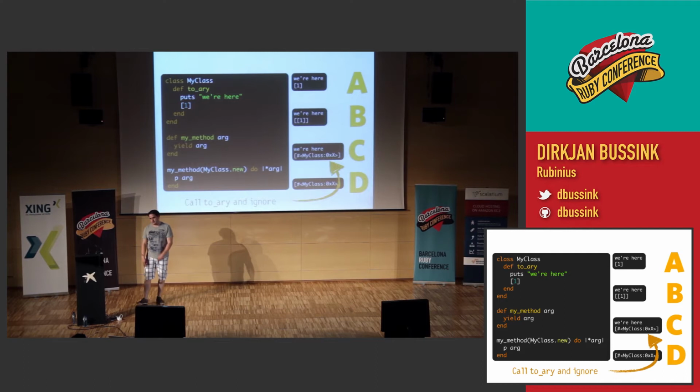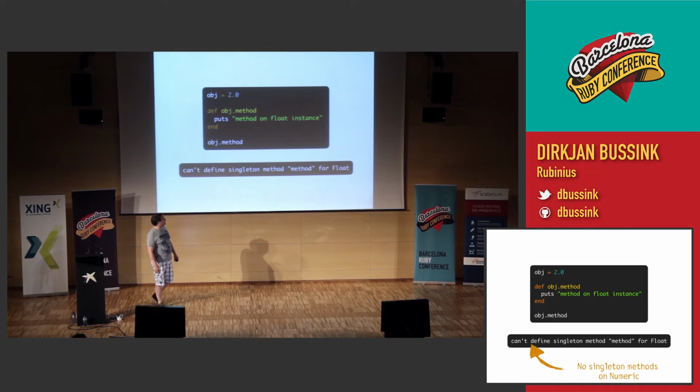Another thing, singleton methods. With singleton methods you define a method on a specific instance. In Ruby you could think, I want to define a method on the float value 2.0, which actually isn't allowed. It says it can't define a singleton method, which is a pretty sane error message. This is true for all numeric values, also for fixnums, bignums, and all that kind of stuff, although fixnums are even slightly different again, but that's a whole different story.